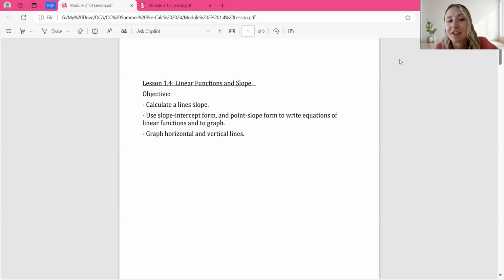So this lesson, section 1.4, is all about slope, so it should be a good review for everybody. You can see the objectives for this lesson. We're going to figure out how to find slope of a line. We are going to talk about slope-intercept form and point slope form, and then we're going to graph horizontal, vertical lines, regular lines. We're going to talk about a lot of basic things from Algebra 1. Like I said, hopefully it should be a good amount of review.